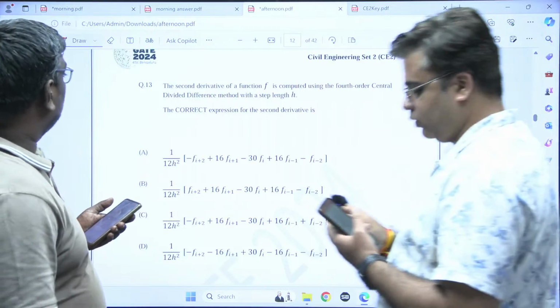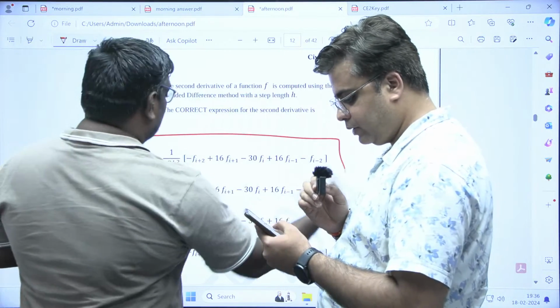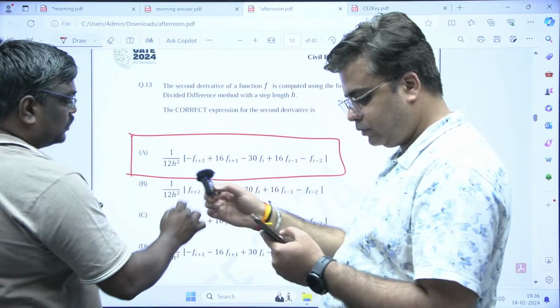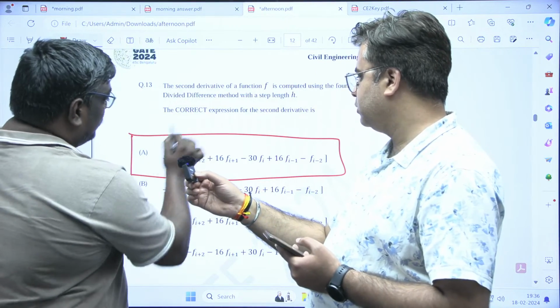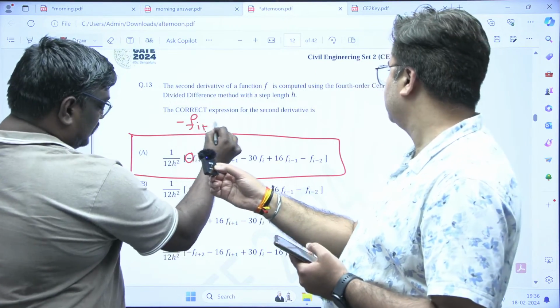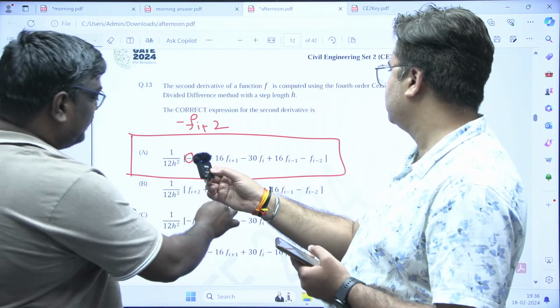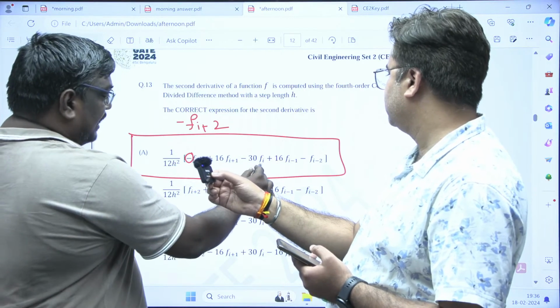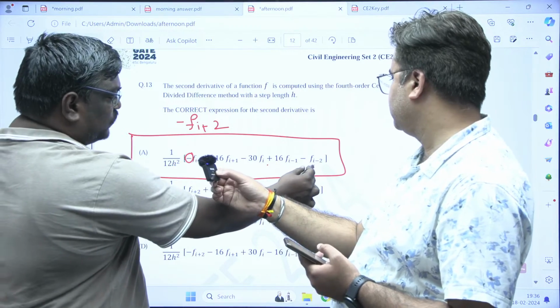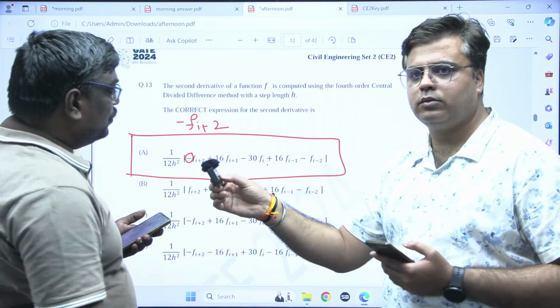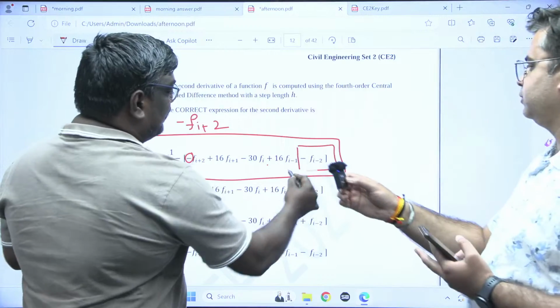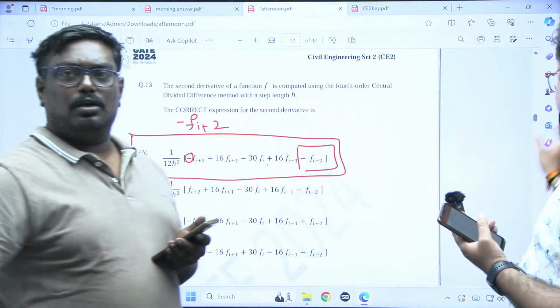Question number 13. Option A is the right answer. Here, see, 1 upon 12h square, minus will come. Minus f plus 2, 16 f plus 1, minus 30 f, 60 f minus 1, minus f minus i by 2. So see the final term, which is different from the other options.